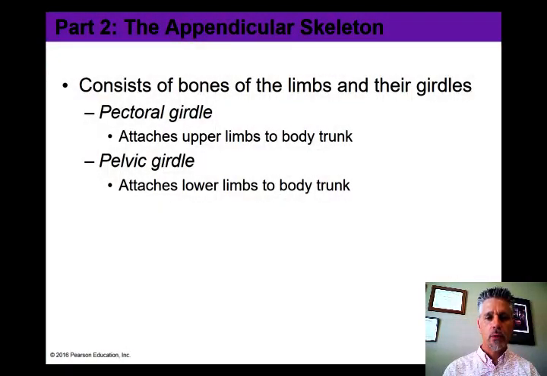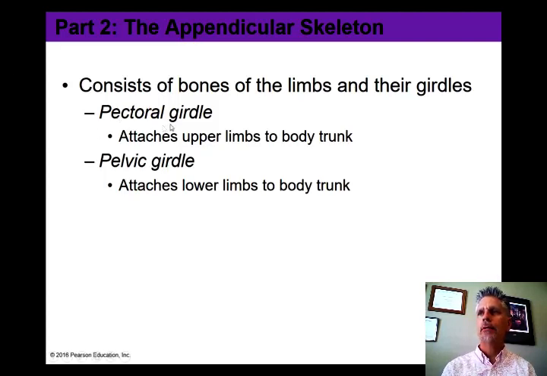Next, we've got the appendicular skeleton. These are the bones of the appendages and the bones that attach the appendages to the axial skeleton. So when we look at it, we've got two different girdles, if you will. Even guys have girdles in this case.